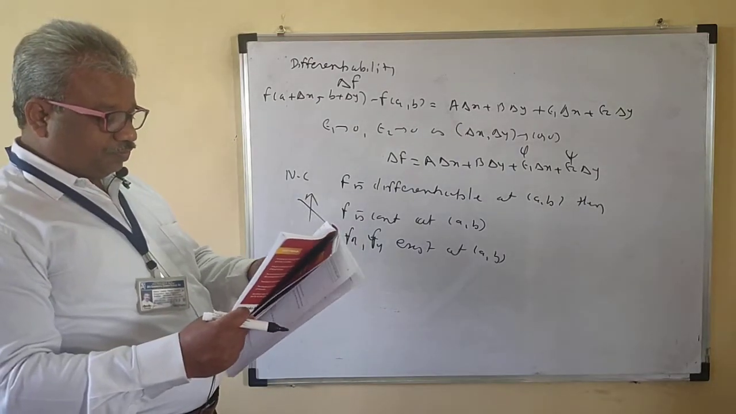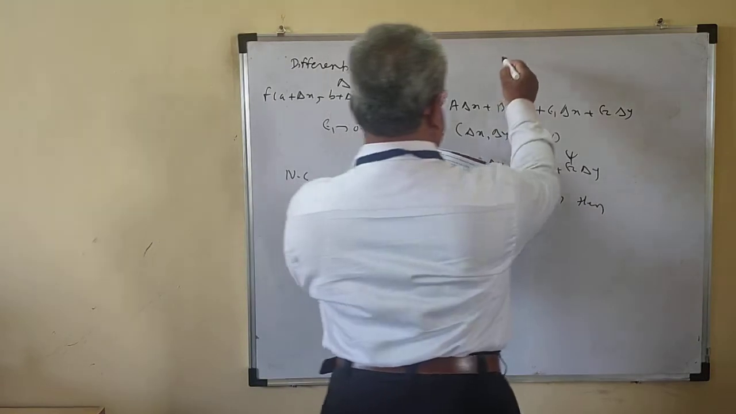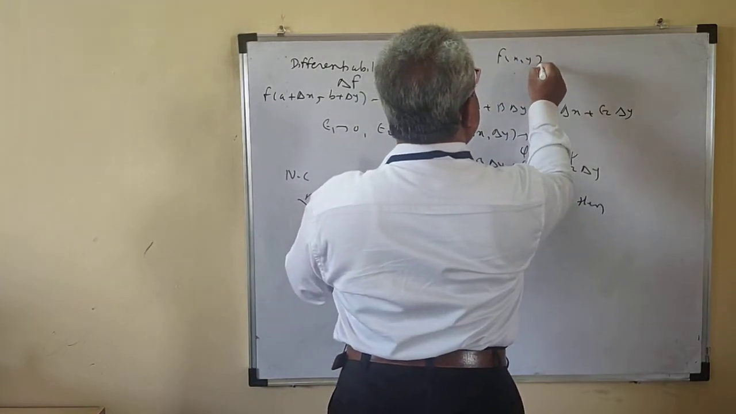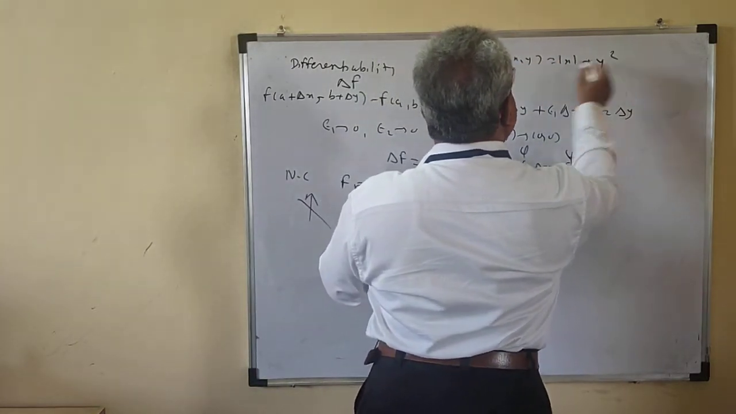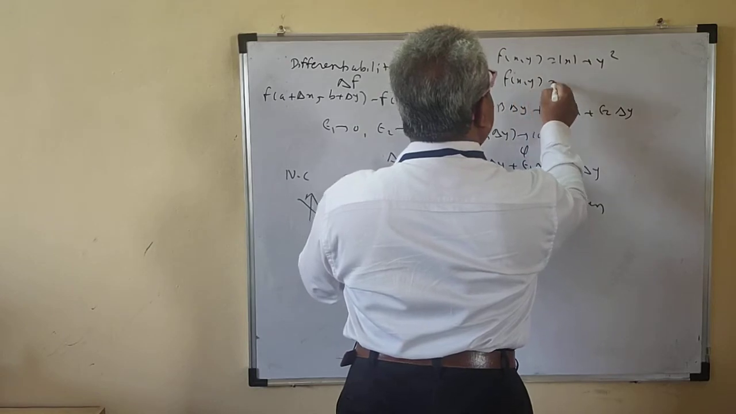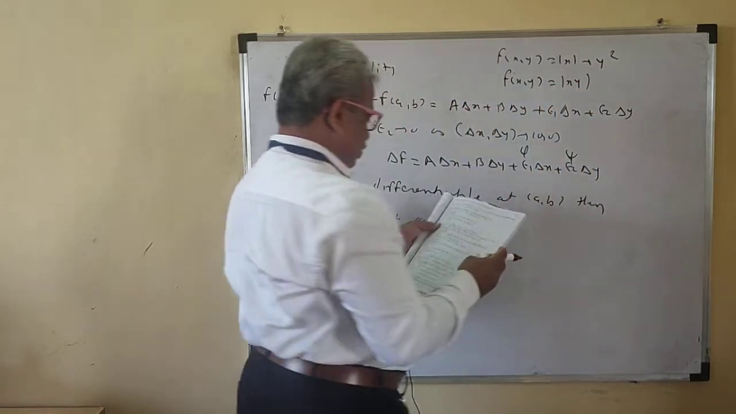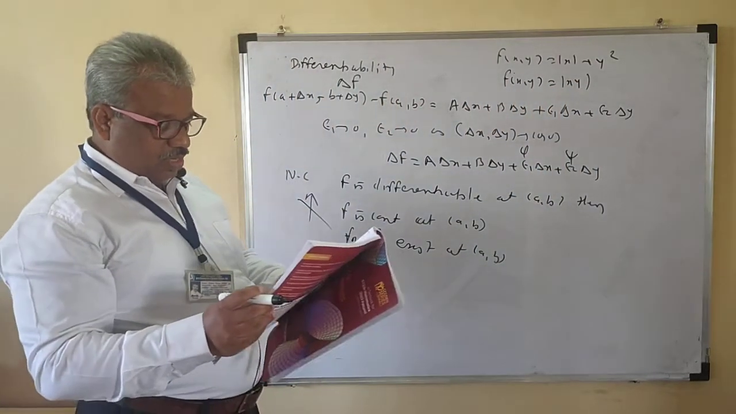The converse is not true. This is the example: f(x,y) = mod of (x plus y squared), and f(x,y) = mod of xy. These two examples are very important here.